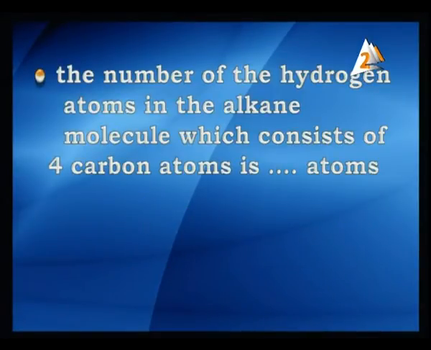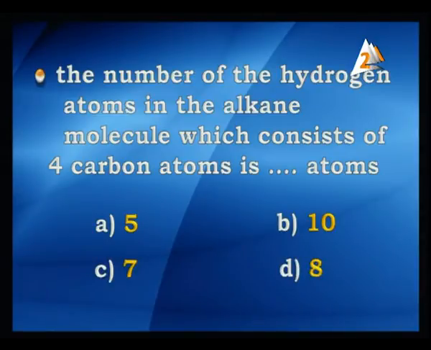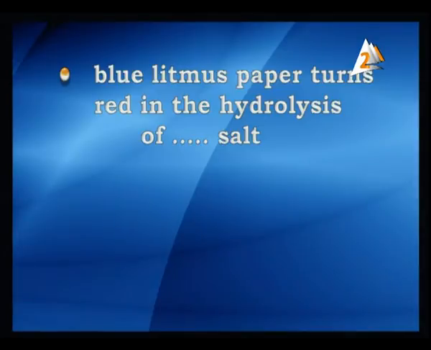The number of hydrogen atoms in the alkane molecule, which consists of 4 carbon atoms, is how many atoms? So here: 5, or 10, or 7, or 8. So we have 4 times 2 plus 2. 4 times 2 equals 8, plus 2 equals 10. Excellent. So this is the number of hydrogen atoms found in this molecule, which consists of 4 carbon atoms.